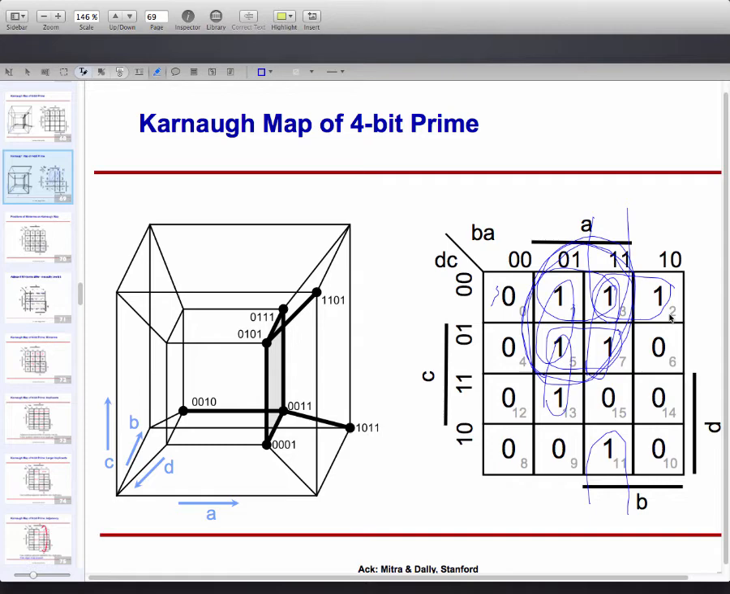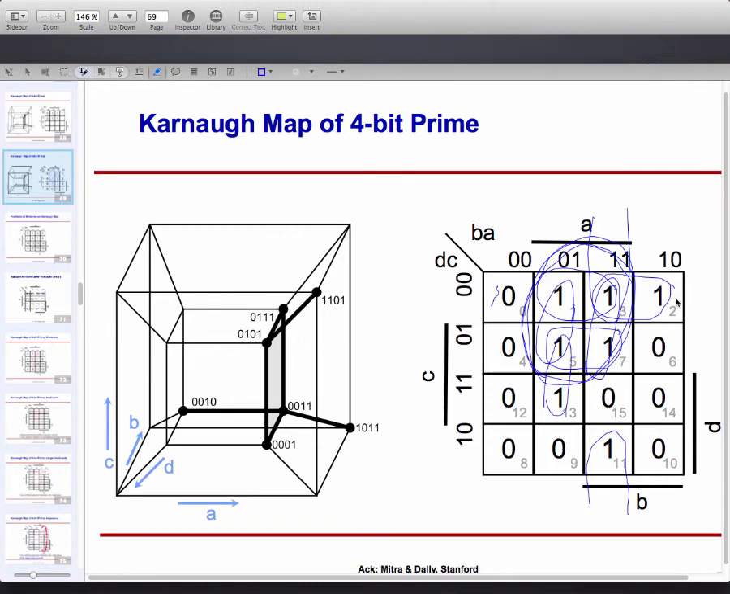Can that edge be made part of a face? No, because I have a 0 here, I have a 0 out here. So this edge, which is linking 2 and 3, is a standalone edge. It actually is this edge at the back out here, and you can see it's not part of any face. So that too is a prime implicant.